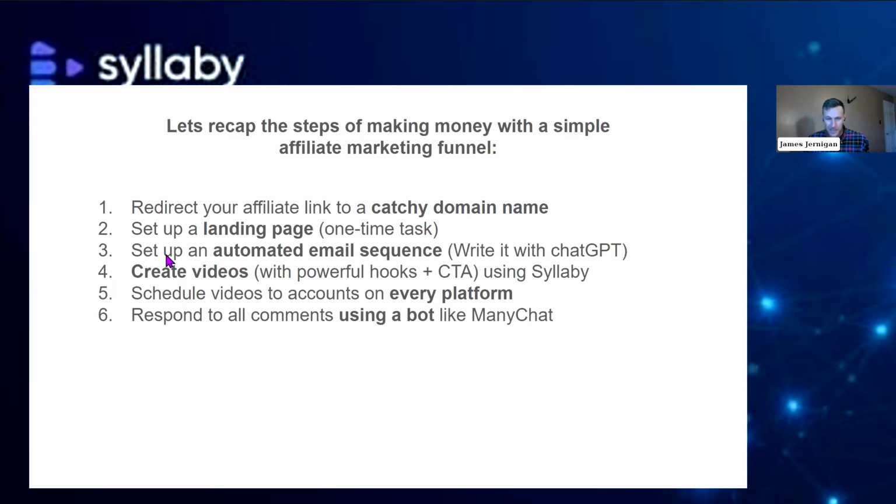Step 3 is to set up an automated email sequence. And by the way, you can write it with ChatGPT. I recommend you do, unless you just like sitting there typing for hours at a time, knock yourself out. I like to give ChatGPT a prompt and say, hey, write me a 30-day email sequence that sells Syllaby. This is what Syllaby does. It creates AI videos. It has a bulk generation tool. I give it all the info I can and say, here's this tool, this is what it does, write me a sales sequence. And it does. I copy and paste that into my automated email sender, and that's it.